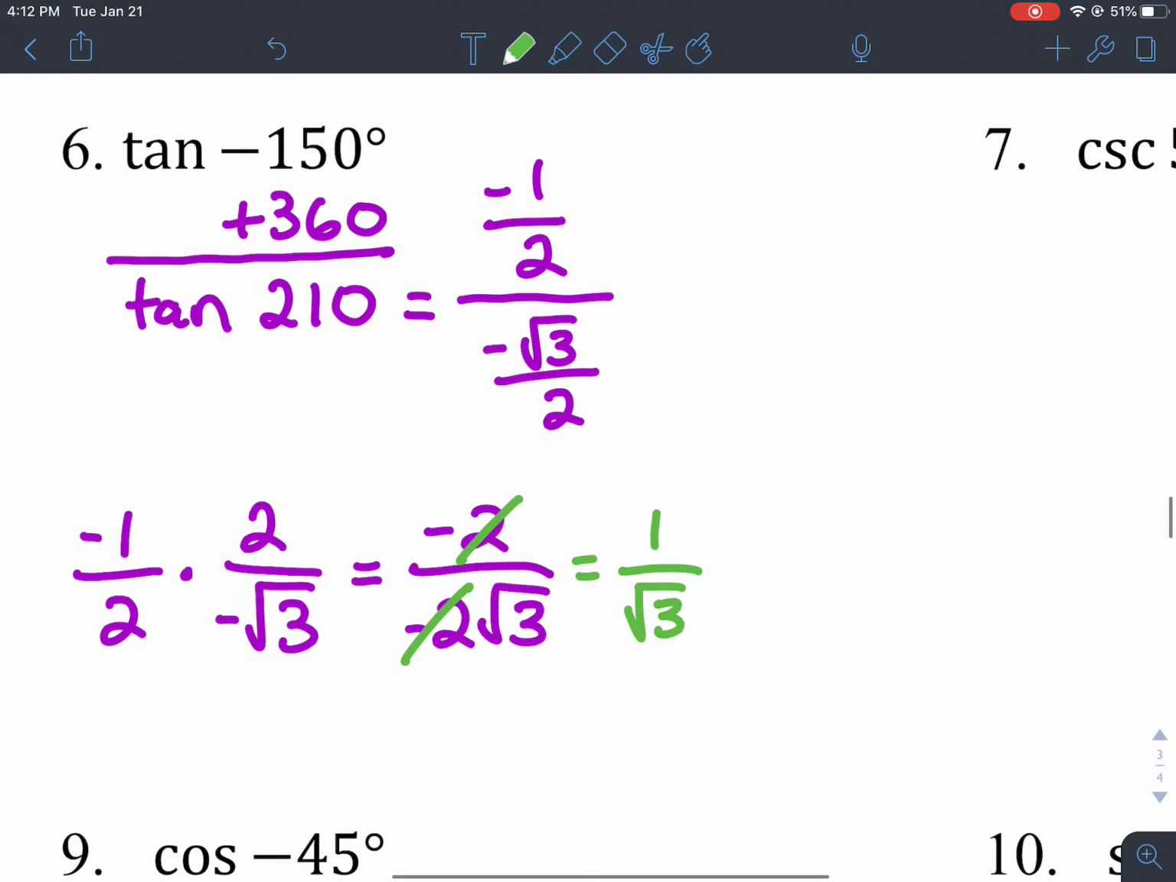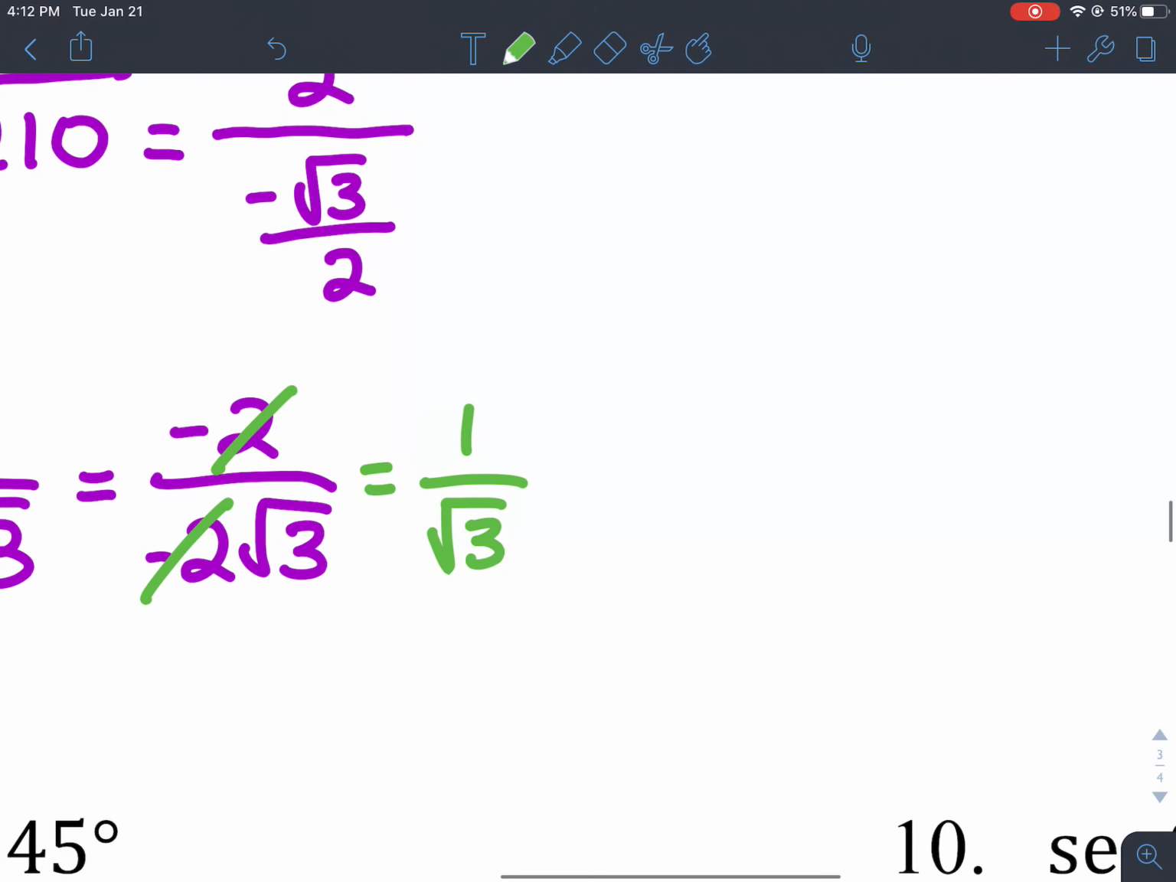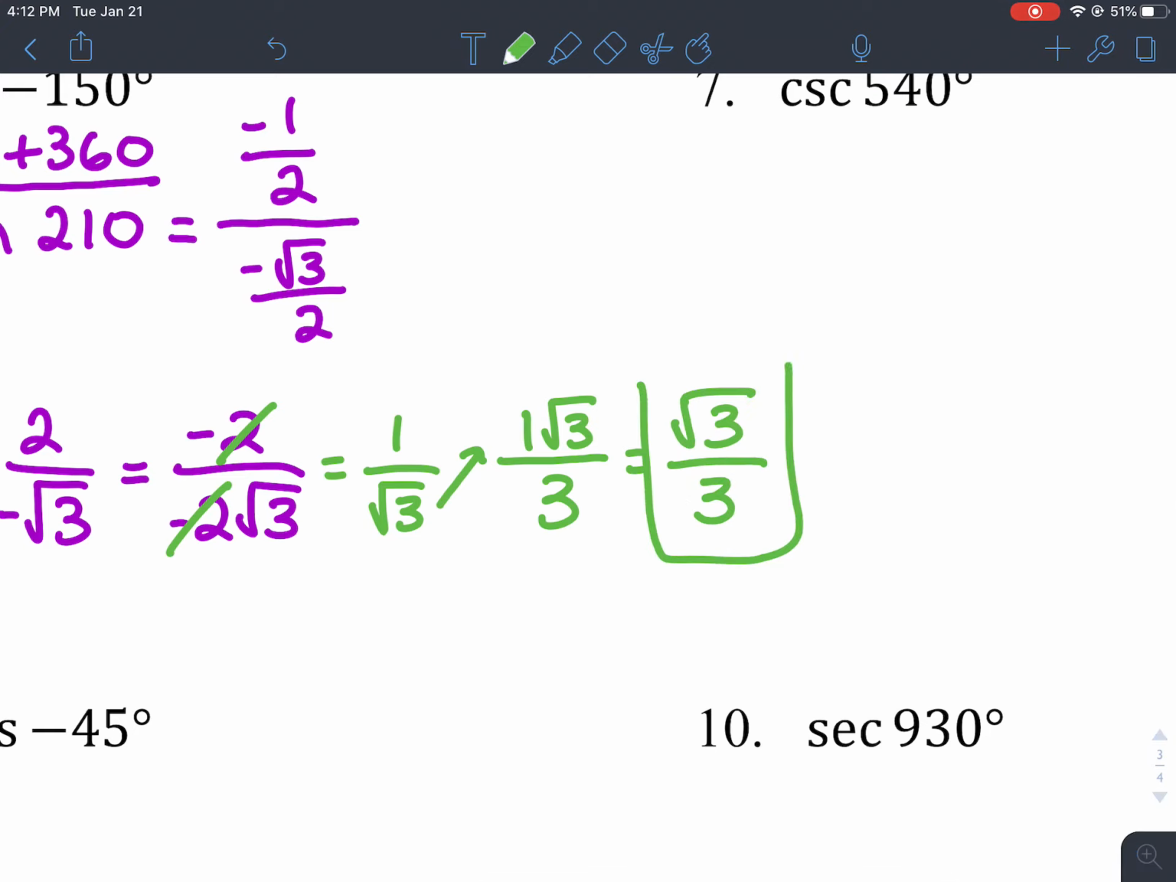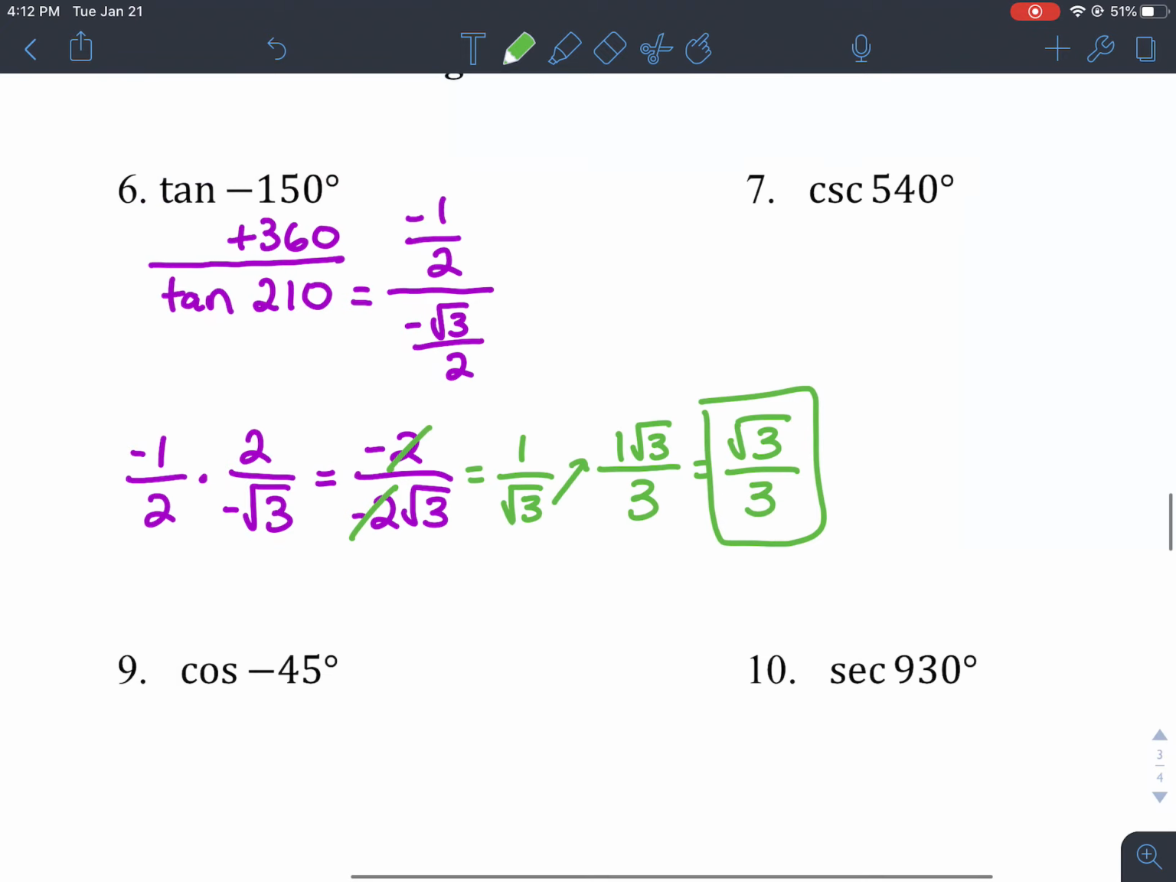Lastly, as we discussed, we're not going to see that as a multiple choice option on our tests. We're not going to have square roots on the bottom, so we have to rationalize this. And we said our shortcut was to basically move the square root up to the top of our fraction, 1 root 3, and then get rid of the square root on the bottom. Lastly, we're not going to see that 1 out in front. So our final answer is going to be root 3 over 3. The tangent of negative 150 is root 3 over 3.